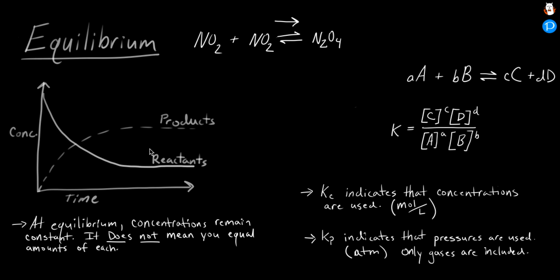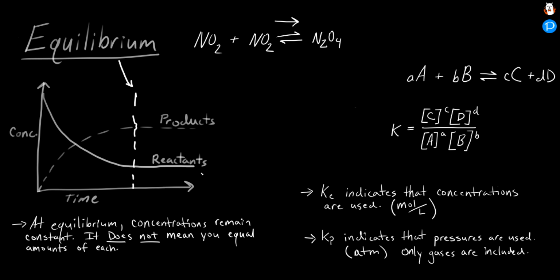At a certain point, we're going to reach a spot where the products and the reactants essentially stay constant in concentration. They're not going to change anymore. At that point, we've reached equilibrium. So right there, that's where this chemical reaction has reached equilibrium. It's when the products and the reactants stay at a constant concentration.